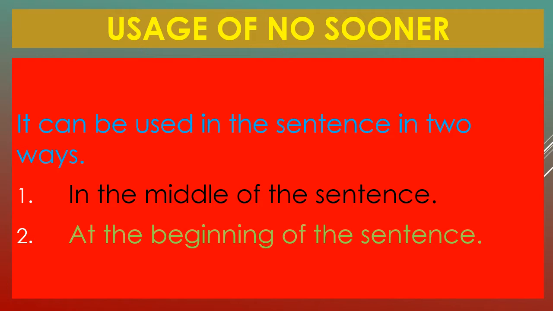But often we use it at the beginning of the sentence. In very rare cases we use it in the middle of the sentence. Even though both are right, formally we use no sooner at the beginning of the sentence, not in the middle. Very rare cases we can use it. Okay, children? Right.